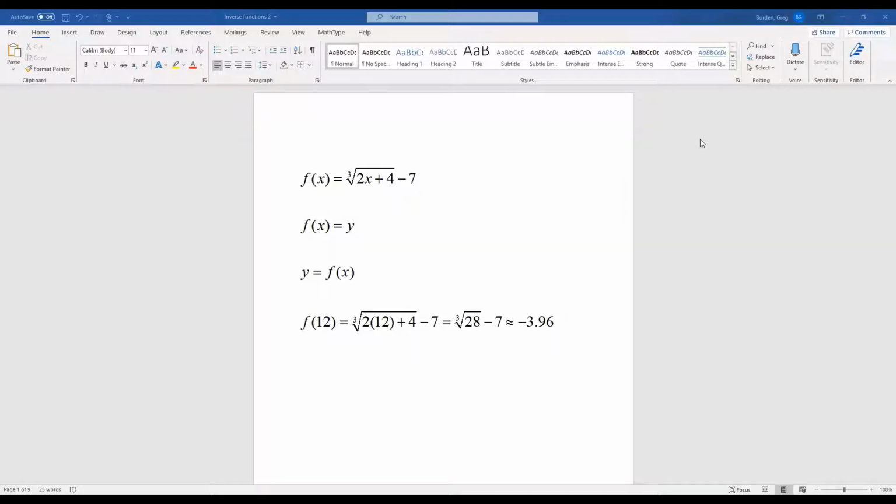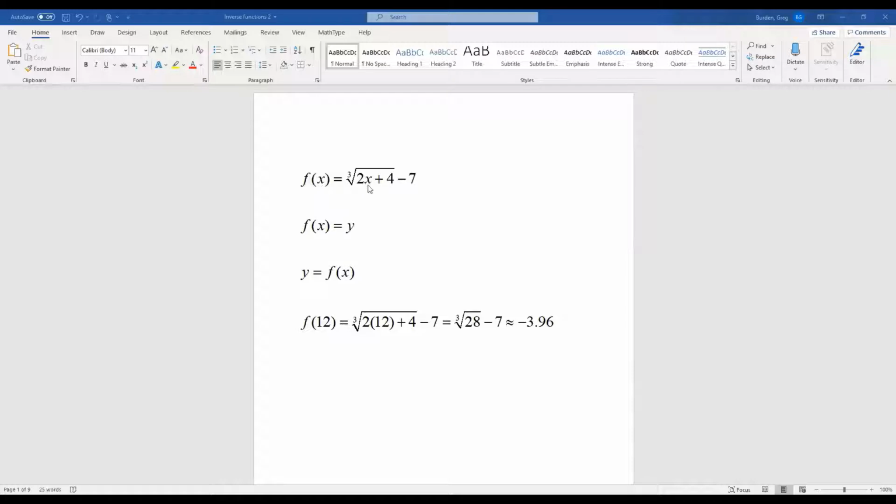In the last video, I said that we would look at more detail of how you find the inverse of a given function, assuming that function is invertible. And in the last video, we looked at specifically this function, f of x equals the cube root of the quantity 2x plus 4, that minus 7.